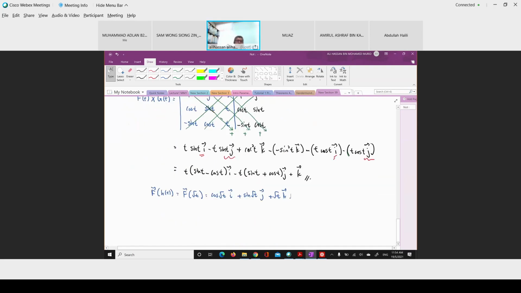So these are some basic operations on vector valued functions. Any question?